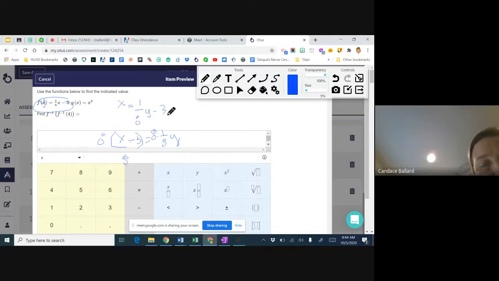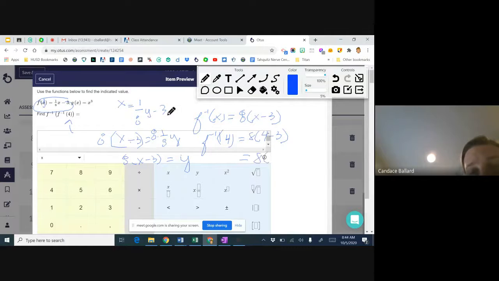Okay, so you get 8 times x minus 3 equals y, which if I was really going to write that, that would be f inverse of x, so I'm going back to function notation, equals 8 times x minus 3. Now this says I got to plug a 4 into that. So f inverse of 4 equals 8 times 4 minus 3. 4 minus 3 is 1, and 8 times 1 is 8.